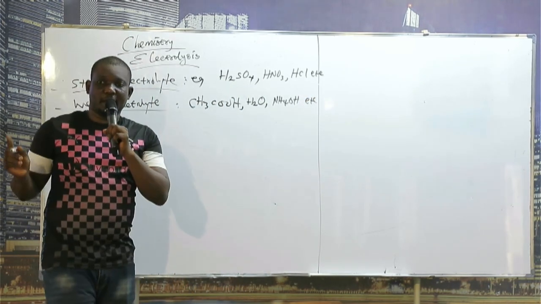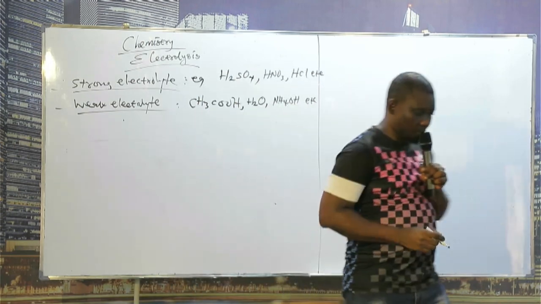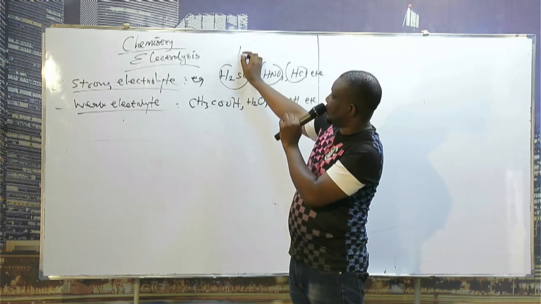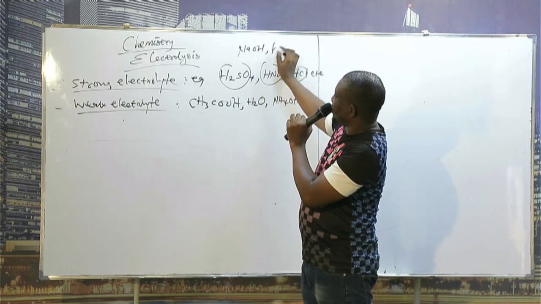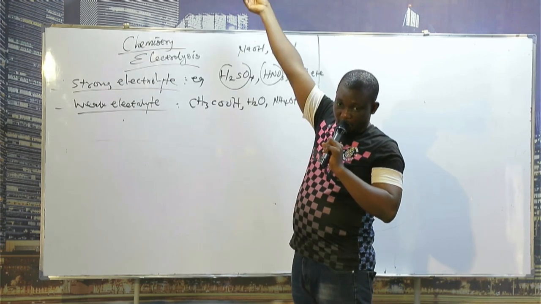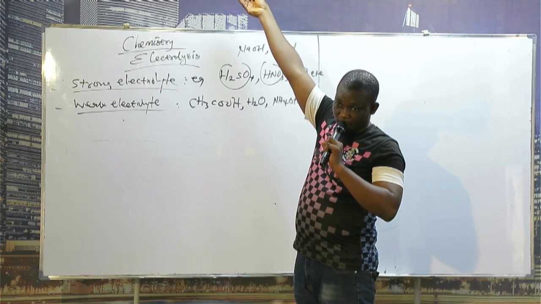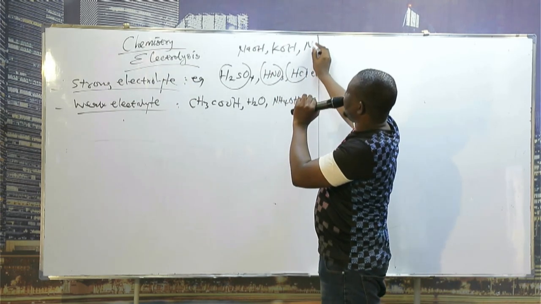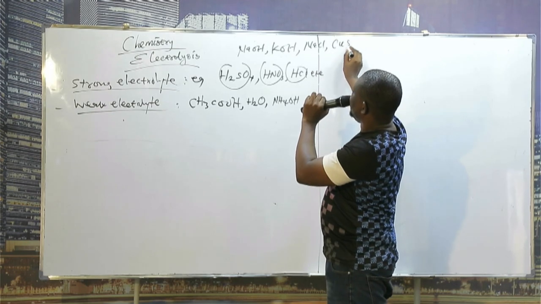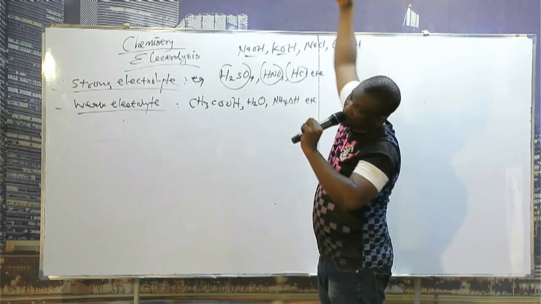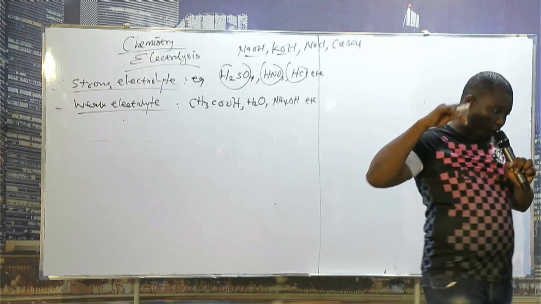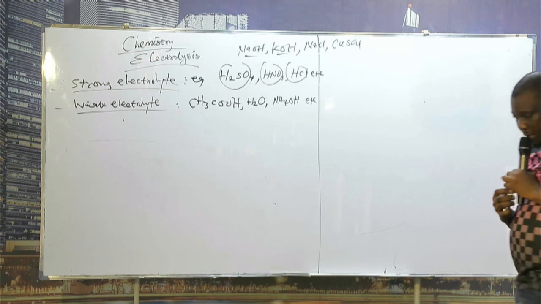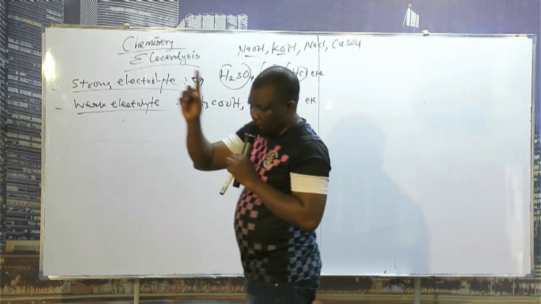I also forgot to add strong bases under strong electrolytes. Please find a way to also know that strong bases like NaOH and KOH are also strong electrolytes. Please find a way to add them down. It's very important. And even ionic salts, for example NaCl or CuSO4, please add them under strong electrolytes. So strong acid, strong base, and ionic salt are strong electrolytes.